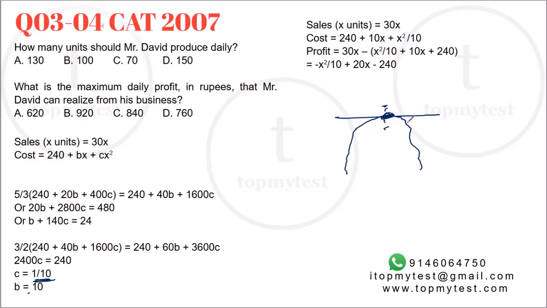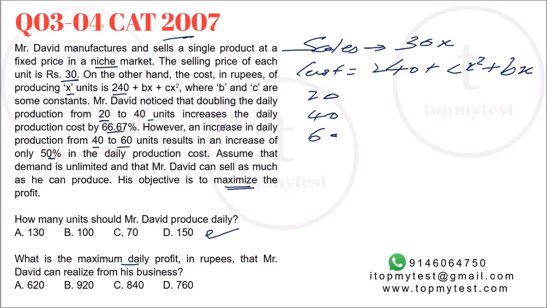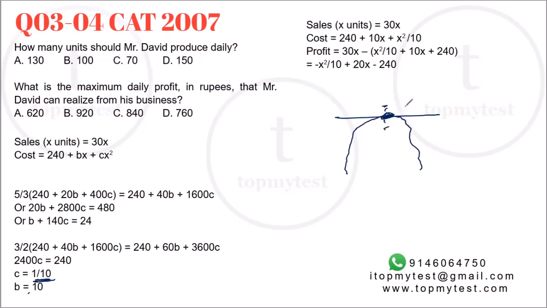Once you reach this stage, these two questions can be solved in about a minute's time. To reach from this stage to where we have reached will take you another 2.5, 3 minutes. So in about 4.5, 5 minutes, you get two questions pretty easily. Let's solve them. Maximum point will be at minus b upon 2a. So it will be minus of 20 divided by 2 into minus 1 by 10.